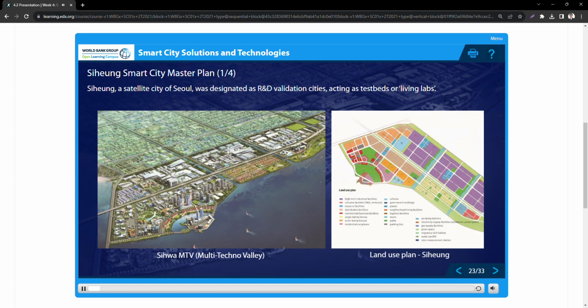The following lecture will cover examples of implemented smart city master plans.